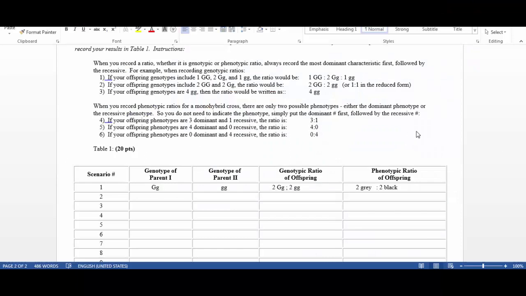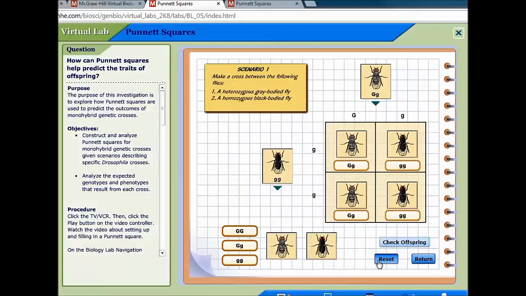This is how you fill out your worksheet. The parent at the top was a big G, little g genotype. The parent on the left side were two little g's, and then when you look at your offspring, there were two of them that were big G, little g, the genotype, and two of them were little g's, double recessive. And then phenotype, that meant there were two grays and two blacks, because black was recessive. So just for the heck of it, your parent one was gray because that's dominant, and there's a capital G there, and your parent two was black because that's recessive. All right. Okay, let's do another one.